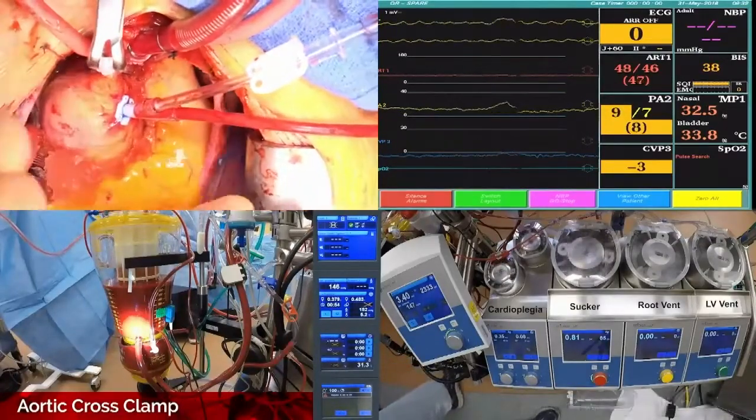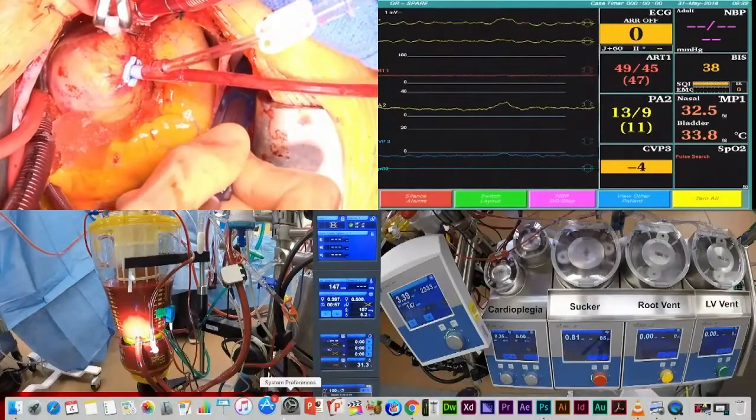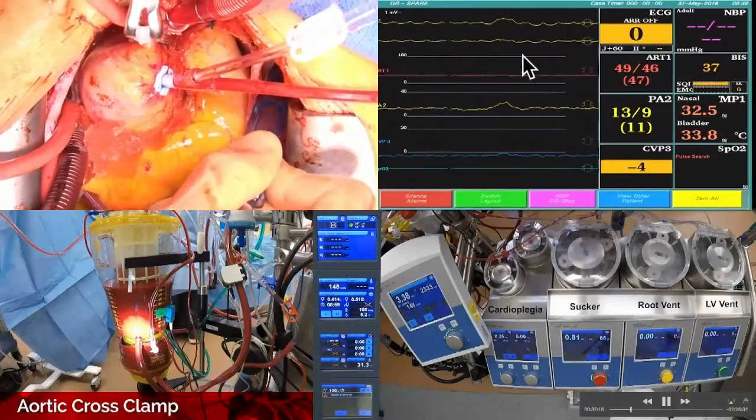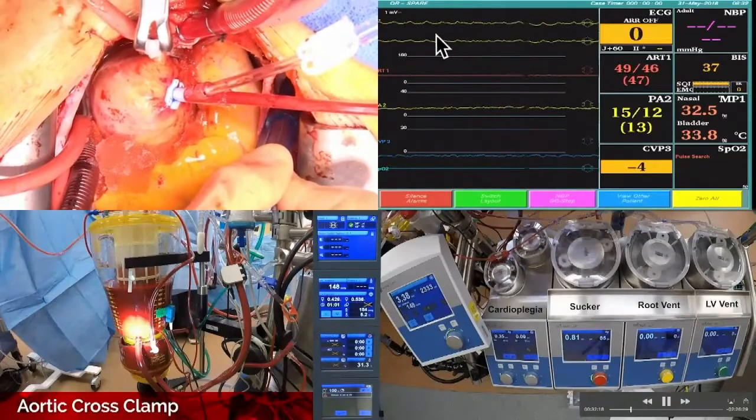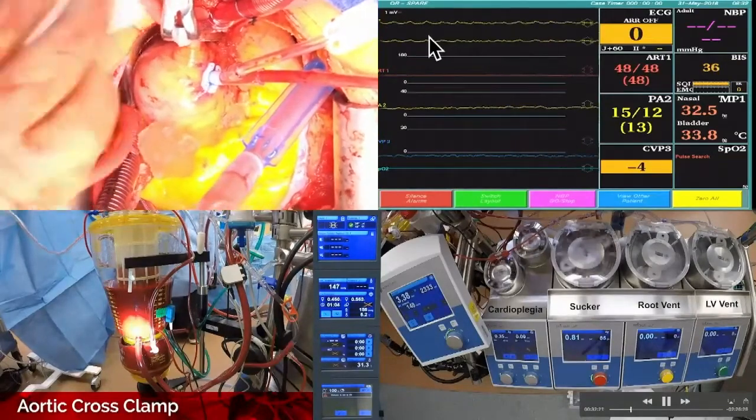So the heart's still kind of moving around. We can see it on the EKG. We don't have a root vent on yet because we're still giving cardioplegia. Right. I've never seen this before. Yeah, and the antegrade cardioplegia's still going. Here, look at it. Root vent's not on yet.